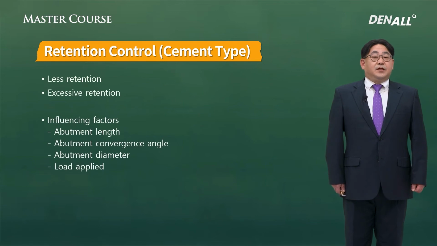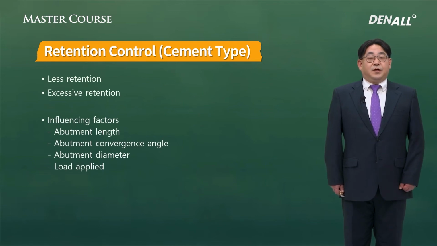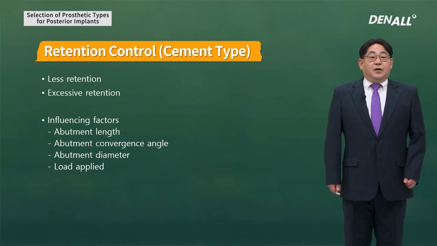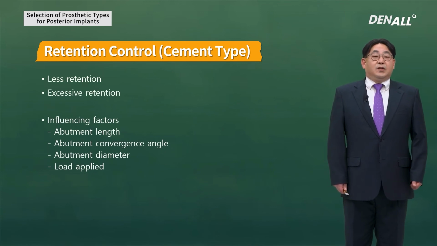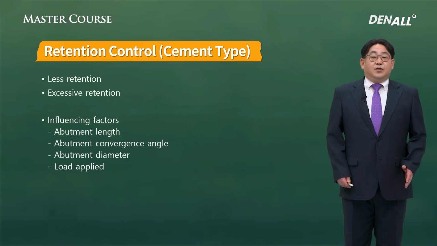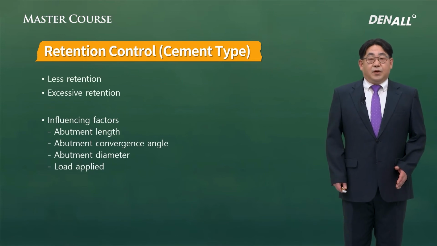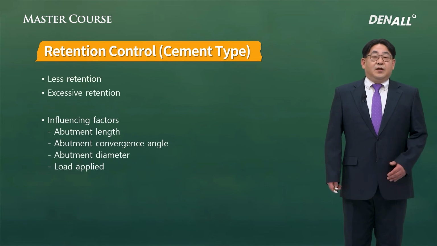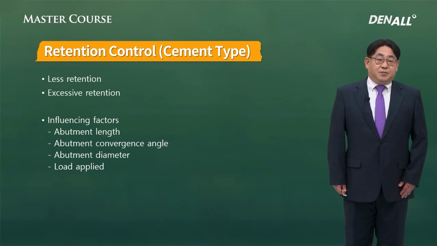Now let's talk about retention control. At times, the retention can be weak or it can be excessive. In the case of a cement-retained prosthesis, it is influenced by abutment length, abutment convergence angle, abutment diameter, and the load that is applied. It can vary significantly.